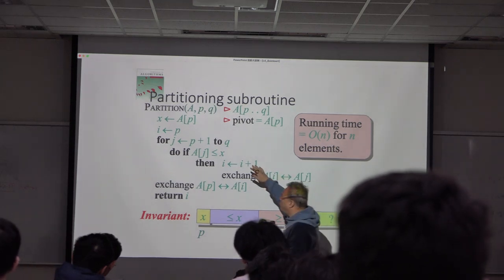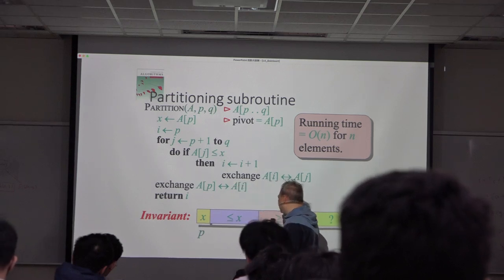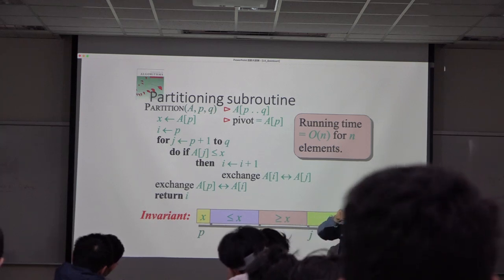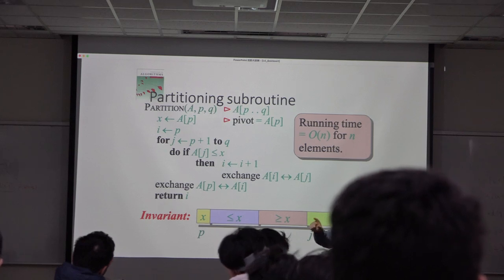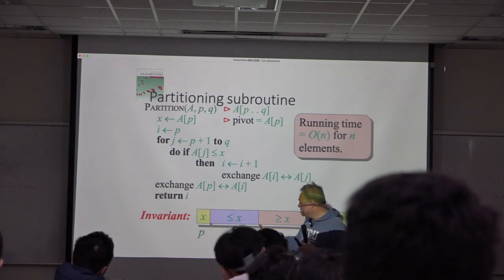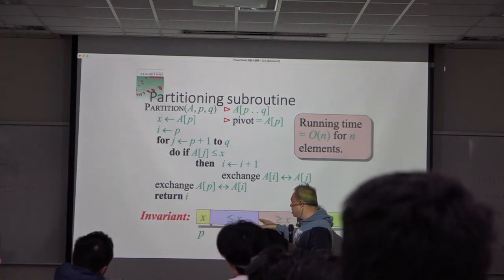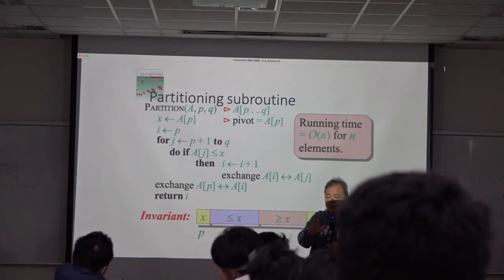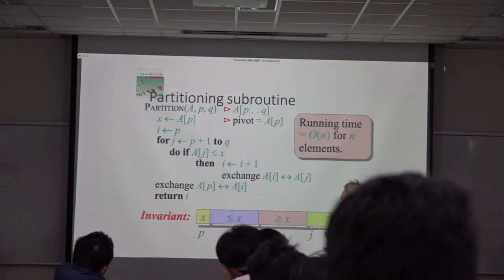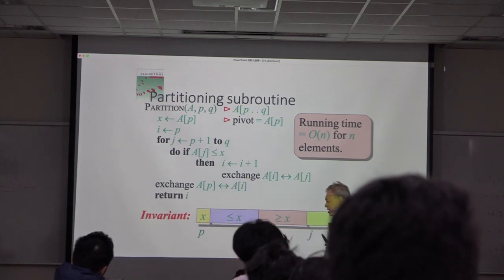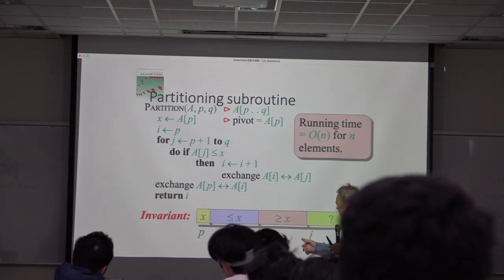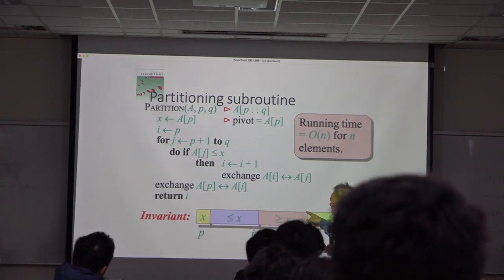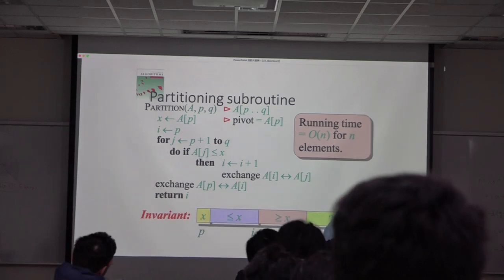During the whole process, we have two indices, I and J. The elements from index P plus 1 to I hold the elements that are smaller than or equal to X. And the elements in between index I plus 1 to J minus 1 hold the elements that are greater than or equal to X.